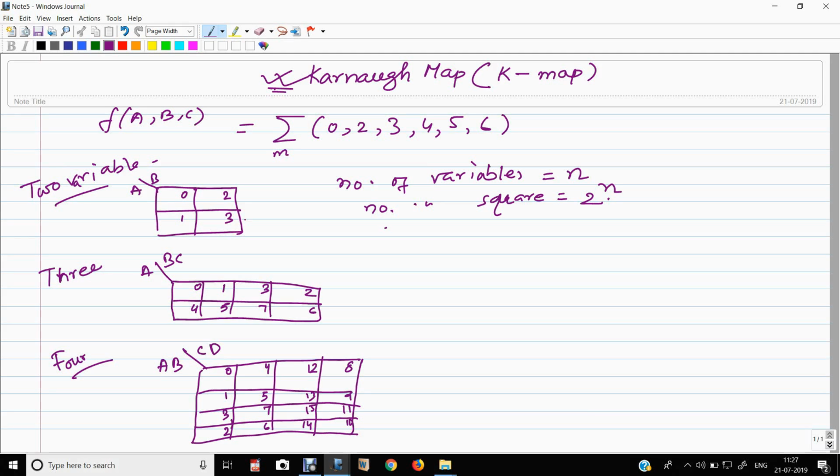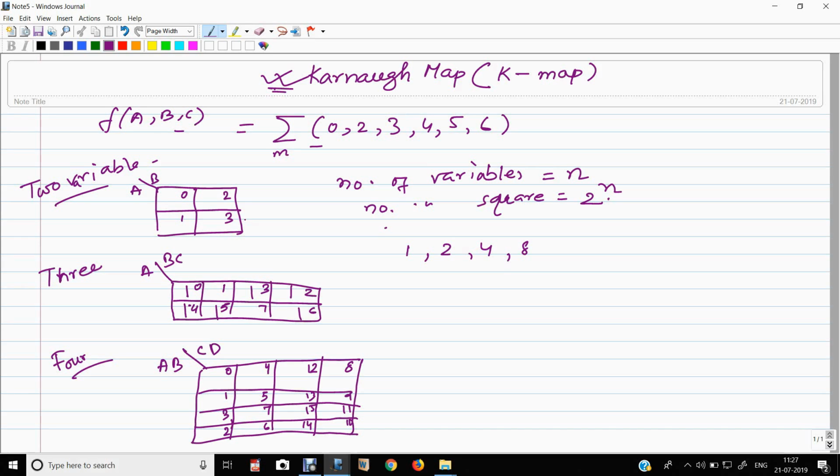So for this, this is a 3 variable map, right? So this will be 0. In 0th square, we have a value 1, in 2, 1, in 3, 1, in 4, 1, in 5, 1, in 6, 1, right? Now we have to group these ones. How can we group? We can group single variable containing a group 1, 2, 4, 3, like this.